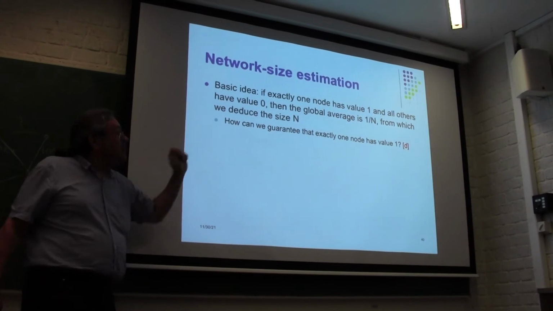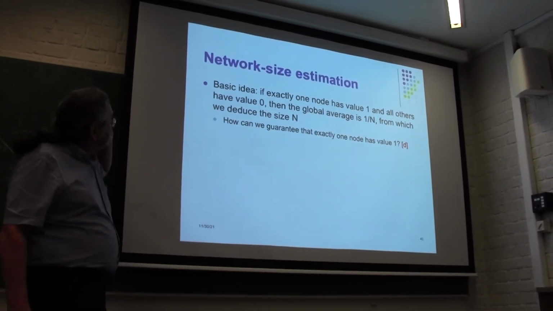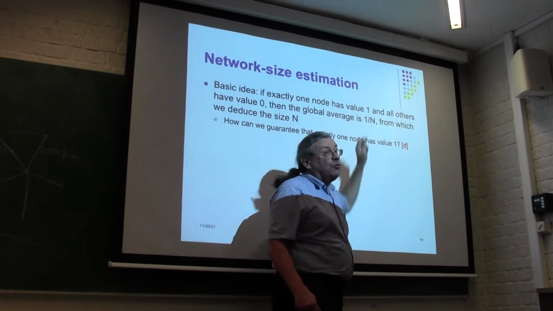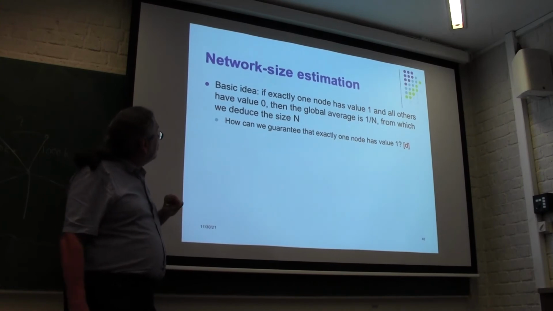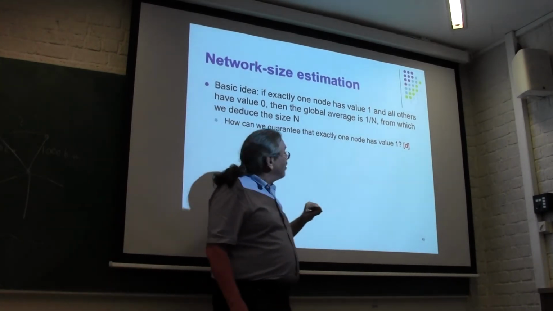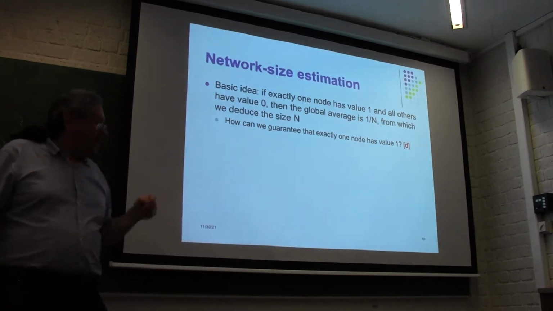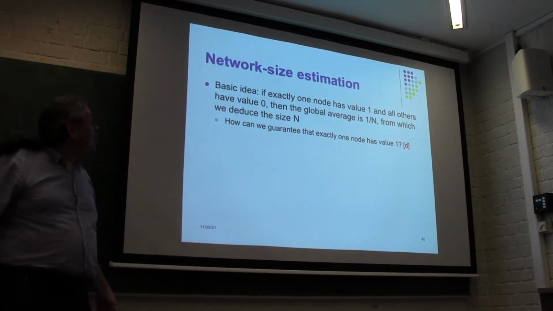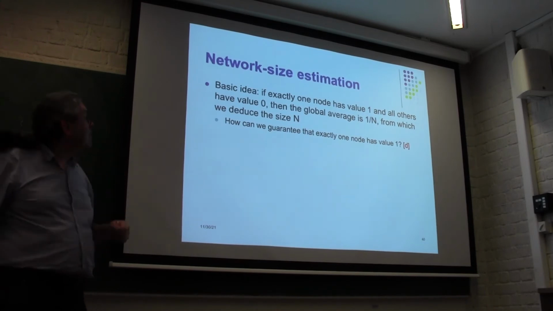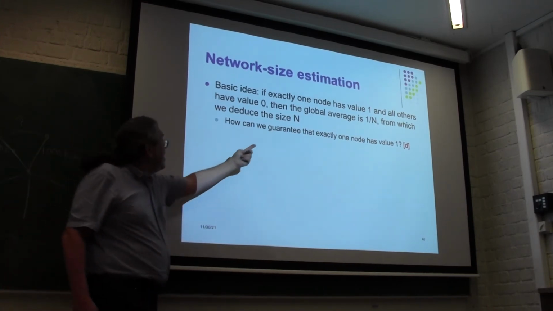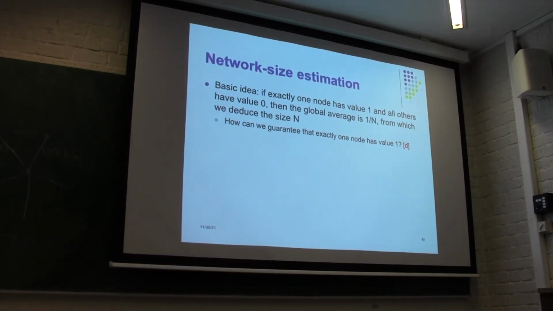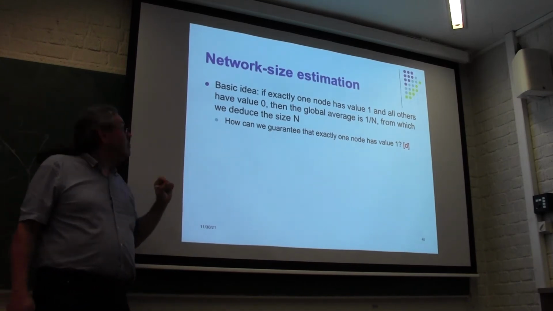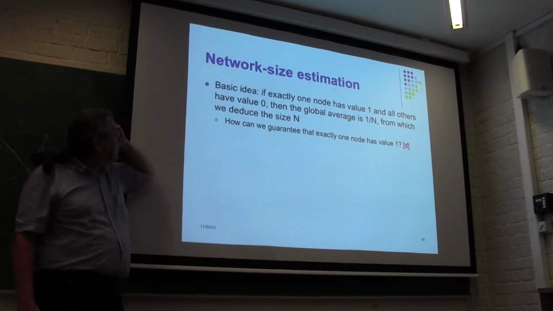So what's the idea? Here's an idea. If exactly one node has value 1, and all the others have value 0, then the global average will be 1 over n, of course. 1 divided by the number of nodes: 1 plus 0 plus 0 plus 0, etc. And then you just have to invert it, and you get n. Ta-da! That seems very simple, right? Now, the trick is, how do you make it work? It's actually not that simple to make it really work, but we can make it really work.